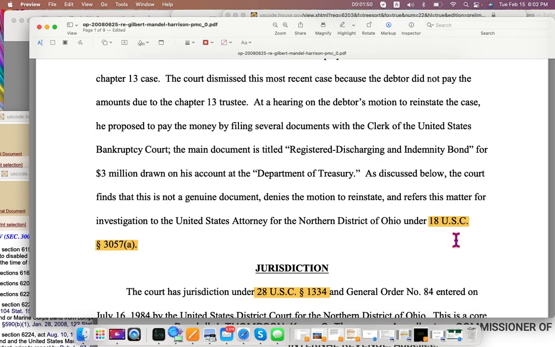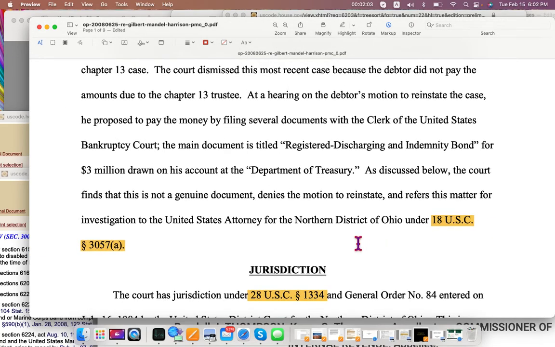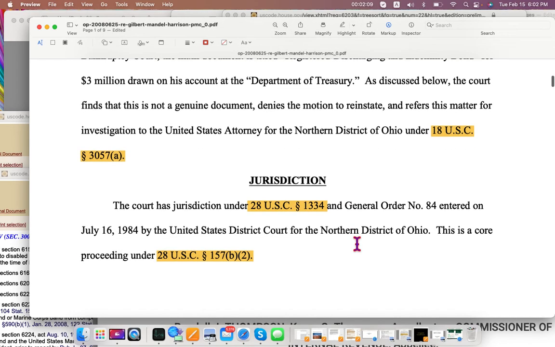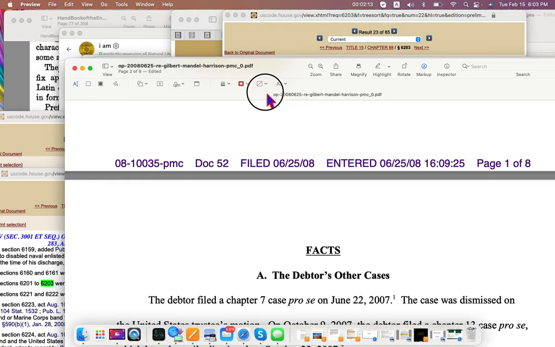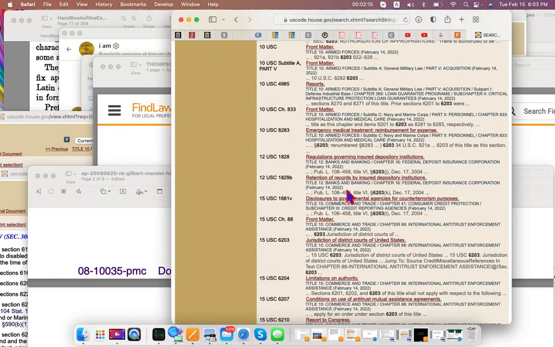You see here 18 USC section 3057A, 28 USC section 1334. Okay, these are actual laws. They're laws and they have a positive law citation. Now, Title 26 is not a law, and we can go to the OLRC website.